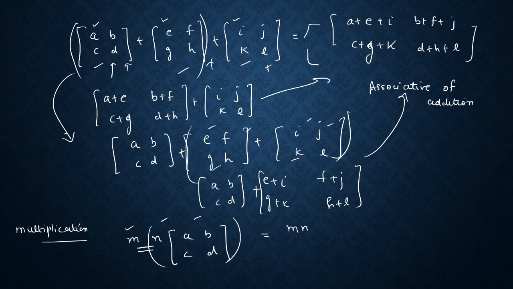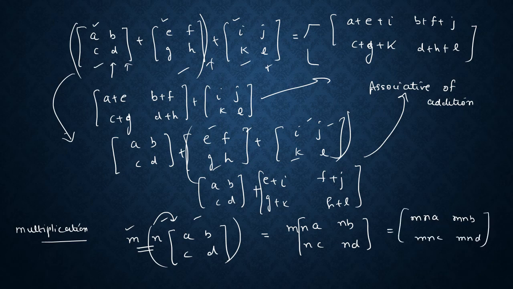So initially, it is mn, right? How are you getting it? If you simply multiply n with this matrix, you get na, nb, nc, nd. You can now have m as well: mna, mnb, mnc, mnd. Again it is a 2 by 2 matrix. You can take out mn as common, a, b, c, d. So you can see that the order doesn't matter, the answer will remain the same. So it is showing associativity for multiplication as well.